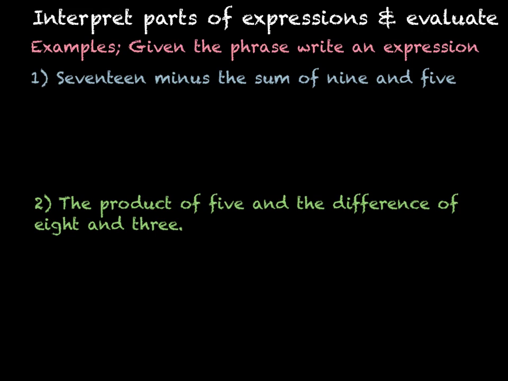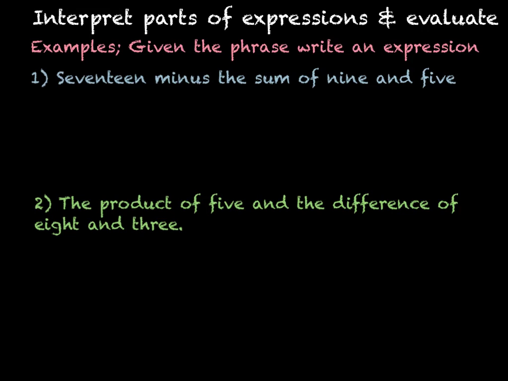Interpreting parts of expressions and evaluating. Okay, so in this one, we need to understand the different English words so that we can convert them to math terminology. This first example says 17 minus the sum of 9 and 5.